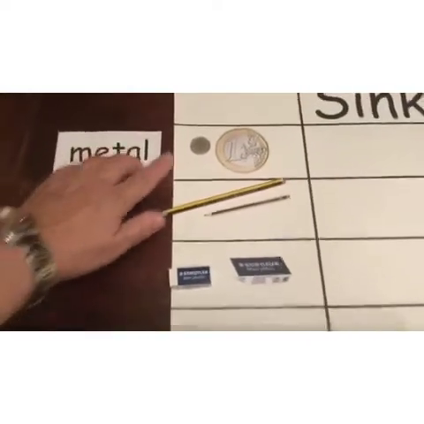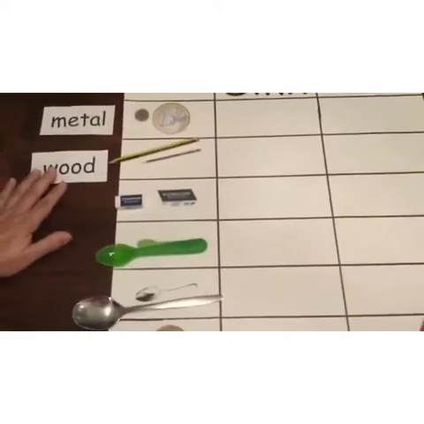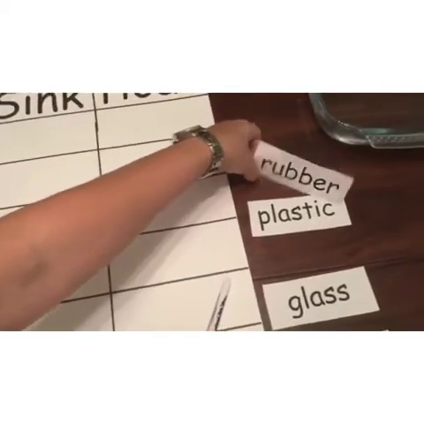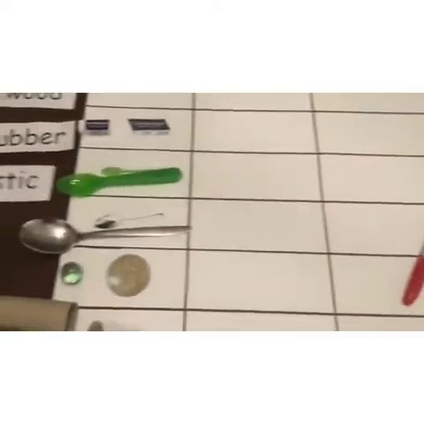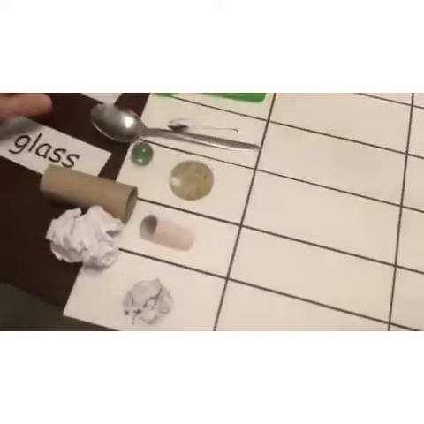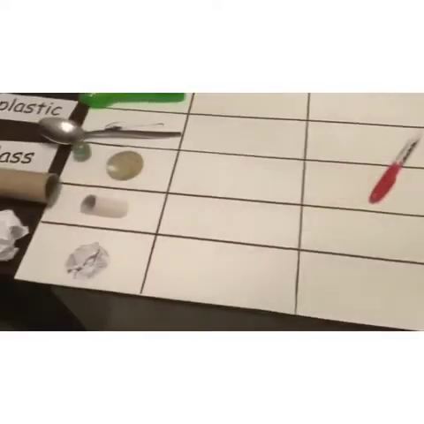This is made of metal. The euro is made of metal. Then I have here the pencil that's made of wood, that's right. The rubber is made of rubber. And here we have a plastic spoon, a metal spoon, the marble, which is made of glass, and also we have a toilet roll and a ball of paper, which they're both made of paper.